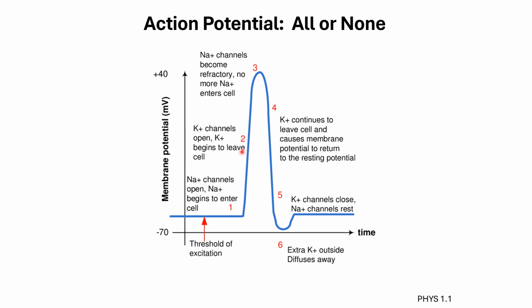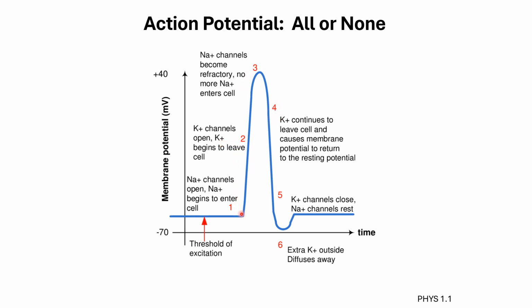What's going on with this number 2 right here? This says potassium channels are opening and potassium begins to leave. Now, potassium channels are opening right here, but they're actually pretty slow. So sodium channels are fast and potassium channels are pretty slow. So there's not much potassium leaving just yet. But we're going to see that happening a lot more in number 4.